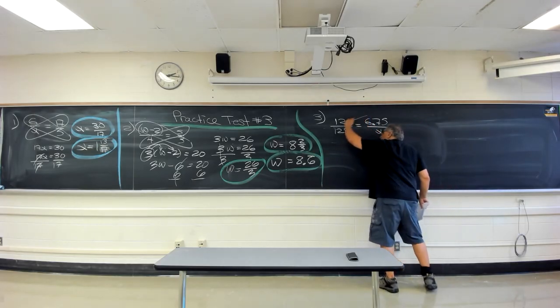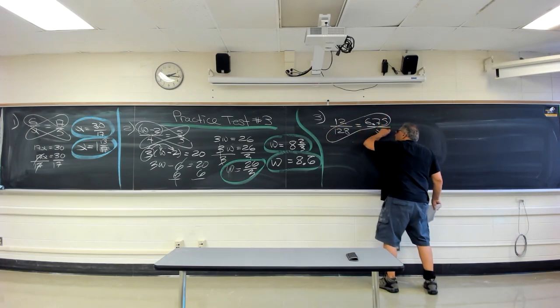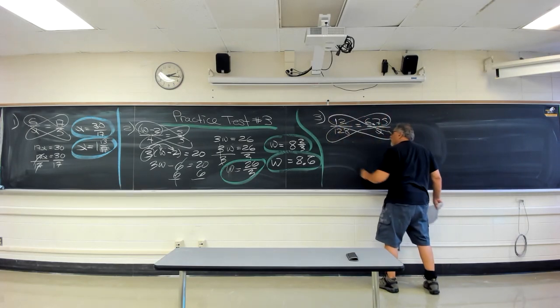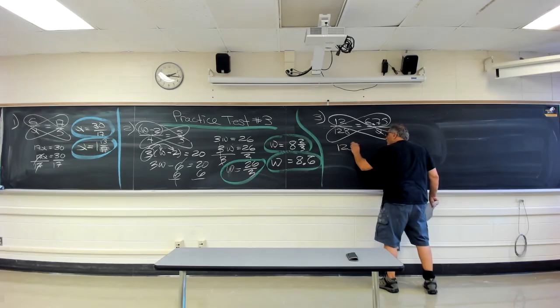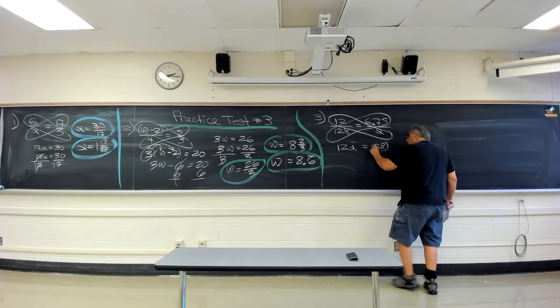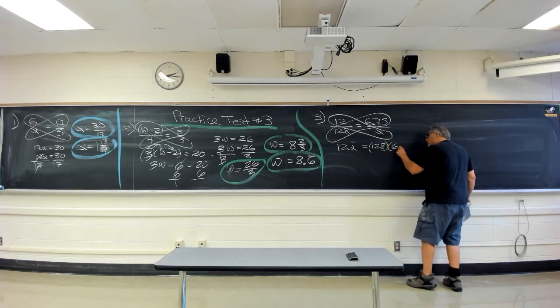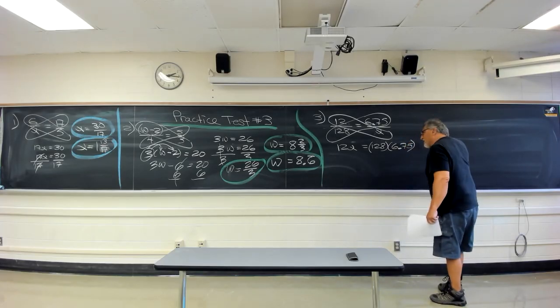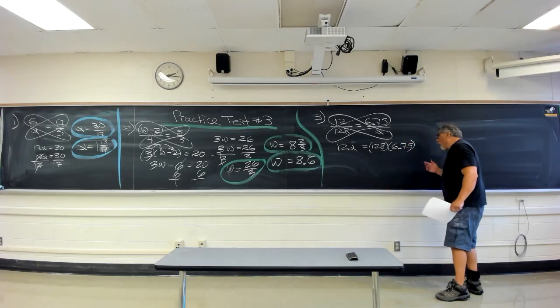When you do that, you can go like this, and you can go like this. Let's cross multiply. We've got 12x. 12 times x is 12x. We got 128 times 6.75. There's some tricks to this thing. We can maybe even do it in our heads, but it's pretty far-reaching, I guess you could say.